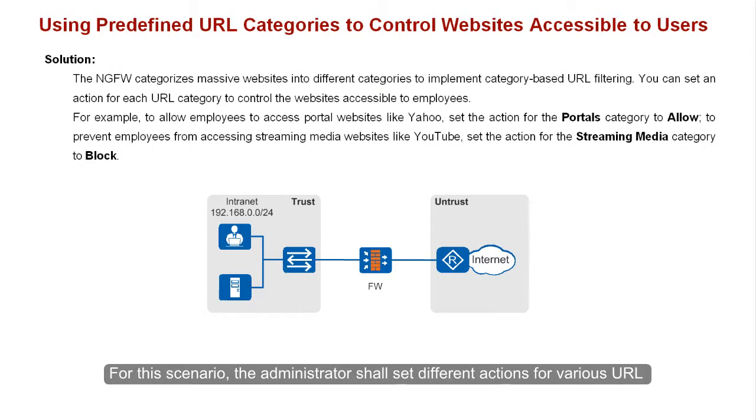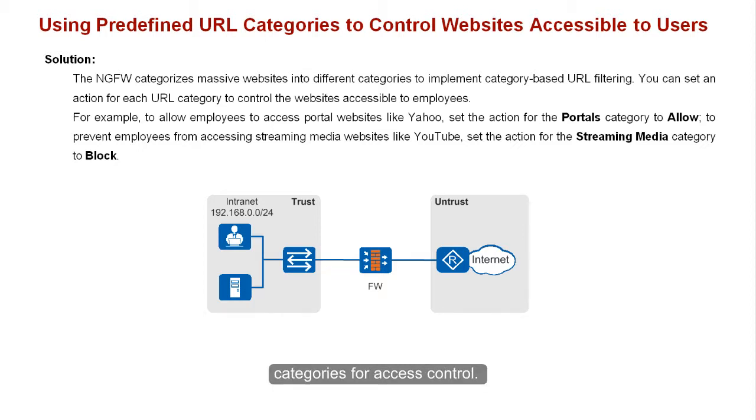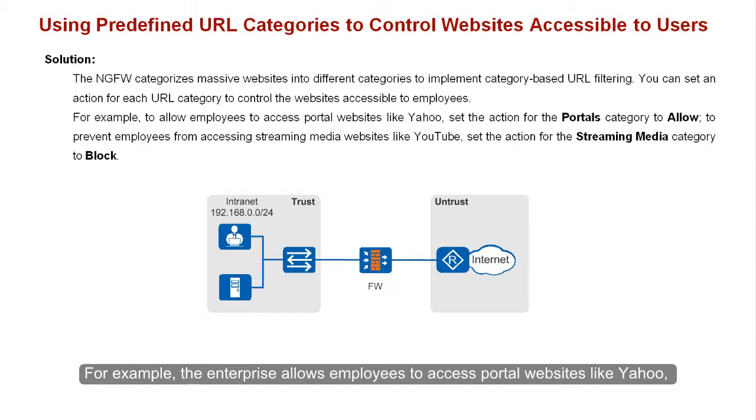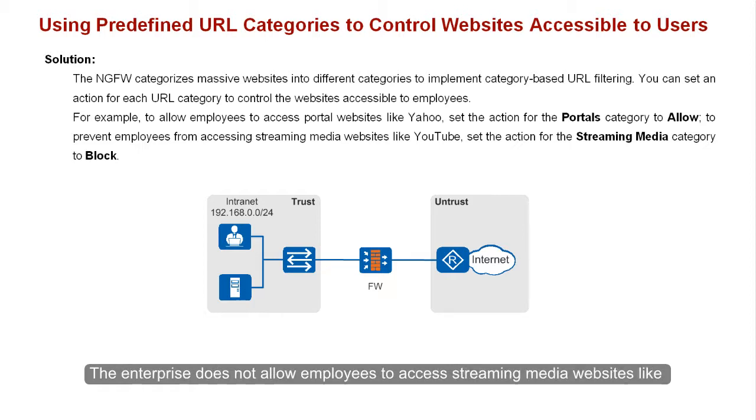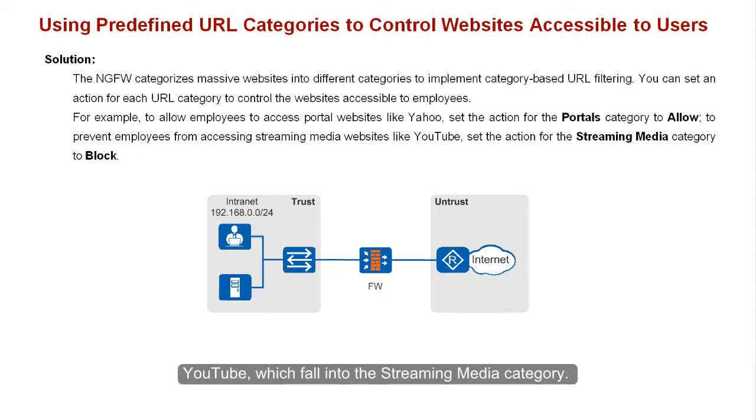For this scenario, the administrator shall set different actions for various URL categories for access control. For example, the enterprise allows employees to access portal websites like Yahoo, which belong to the portals category. The administrator then can set the action for this category to allow. The enterprise does not allow employees to access streaming media websites like YouTube, which fall into the streaming media category. The administrator then can set the action for this category to block. Now, let's see the specific configuration method.